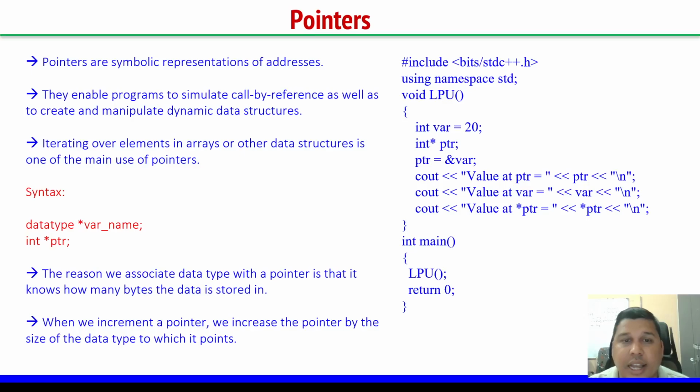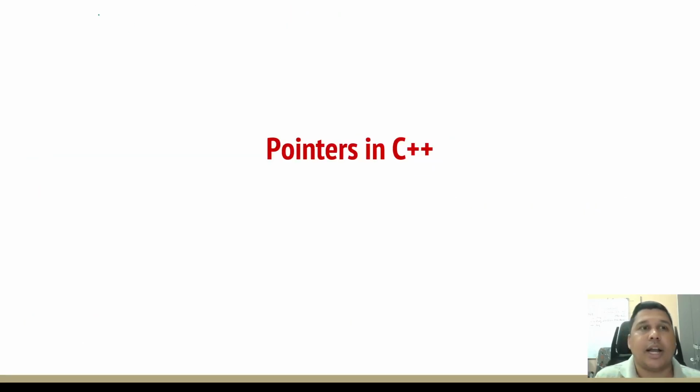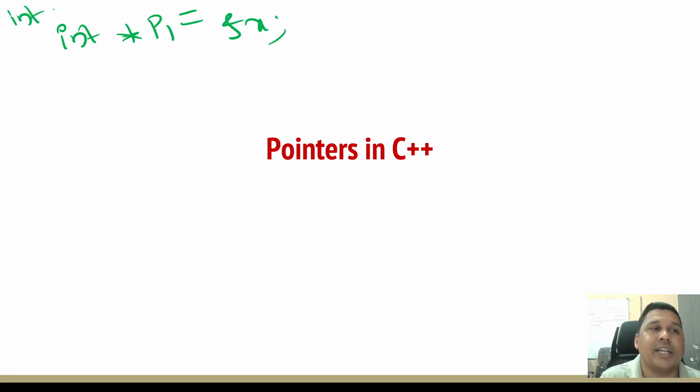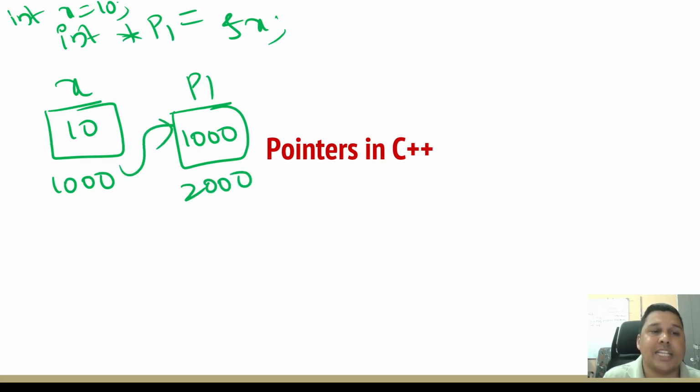I think I have slides about this. Same thing that we have been seeing. Pointer arithmetic. So what is this pointer arithmetic? Let's understand this. We'll come back to this example problem here. I have int *p1 = &x, and I already have int x = 10. So what is the memory block here? x will have 10, its address is 1000, and p1 will have 1000. Its address is 2000. This way it is mapped.